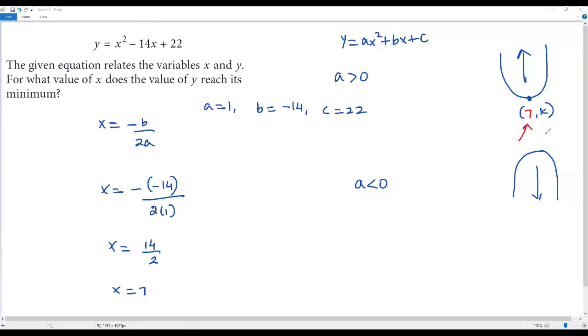So when x is equal to 7, y reaches its minimum, but the minimum value of y is not required, because our aim is to find the value of x for which y is minimum. So when x is equal to 7, the y is minimum. The correct answer for this question is 7.